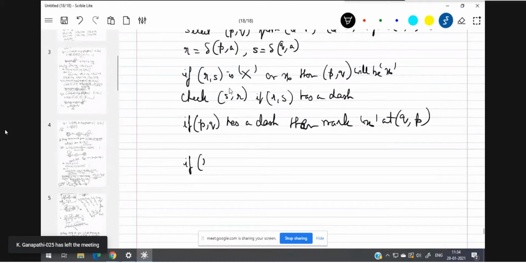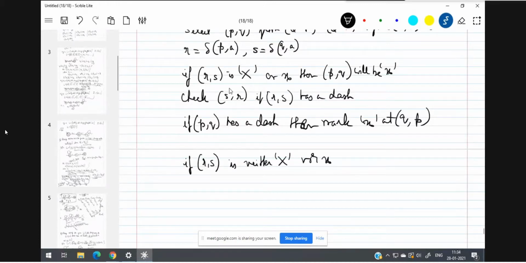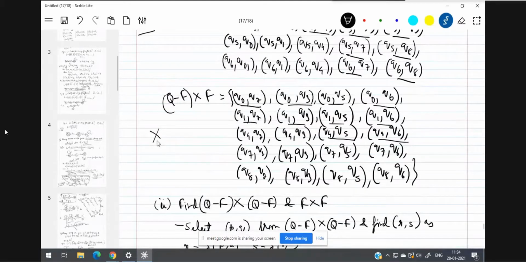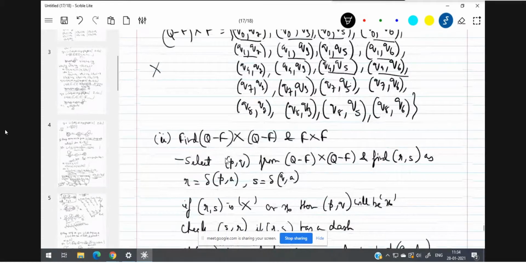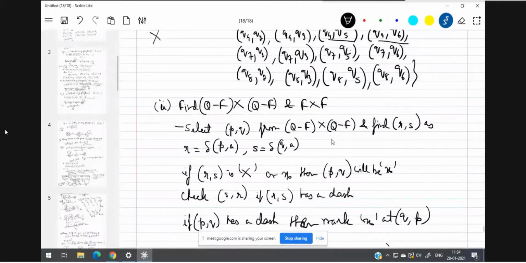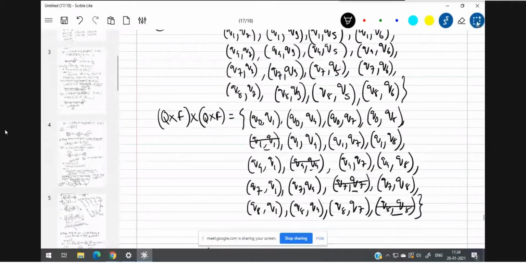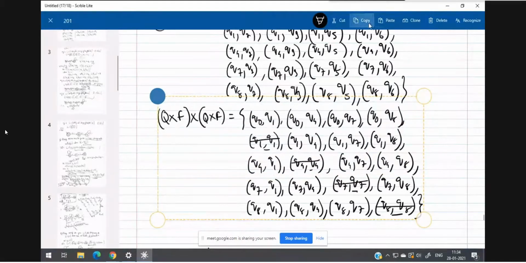Then if R comma S is neither cross nor x, then P comma Q will be 0. Okay. Now the first one, we have already filled this cross. Now the next one, they're asking us to find this Q minus F cross Q minus F. So let me bring this Q minus F cross Q minus F.